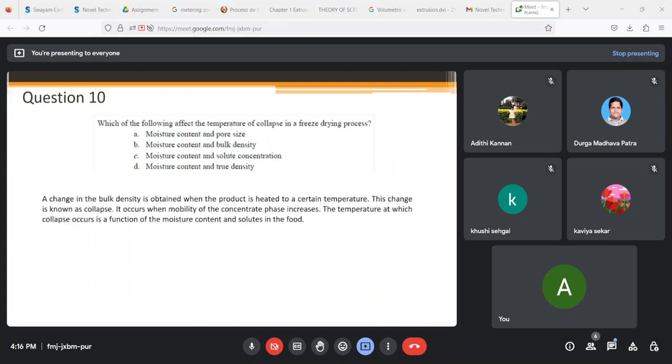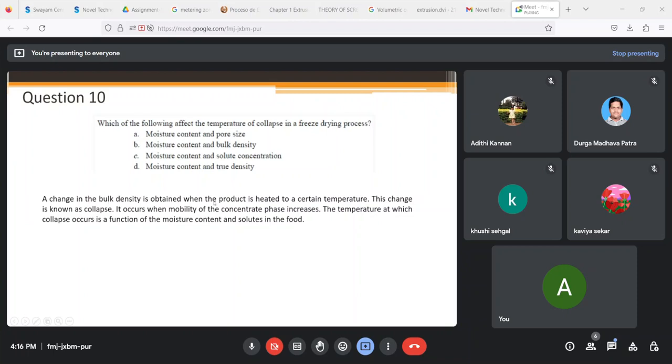So both the moisture content and your solute concentration highly determine the viscosity of your product, and this viscosity of the product will indirectly affect your temperature of collapse as well. So what happens is that as and when you supply heat for the sublimation process, there will be a change in the bulk density because the product is getting heated to a certain temperature. Because of this change in bulk density, your structure will become very weak, and this will result in a collapse.